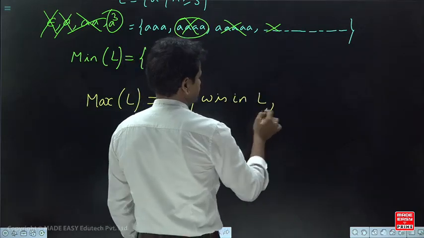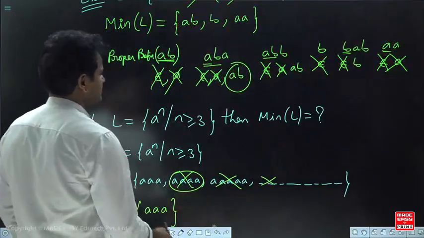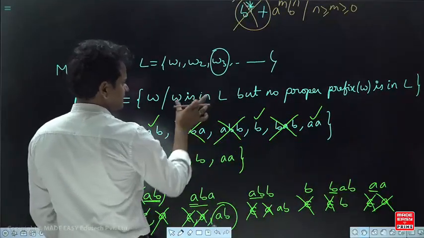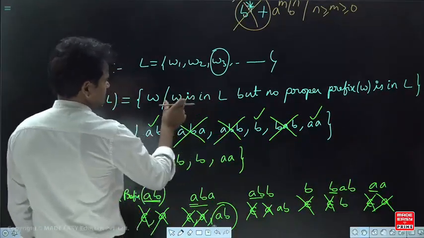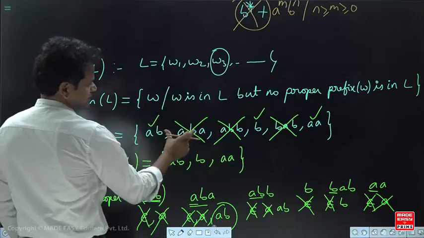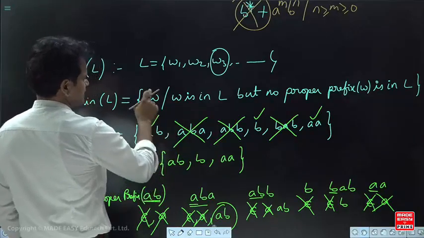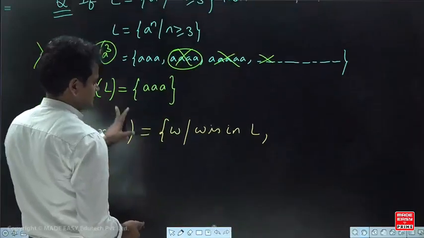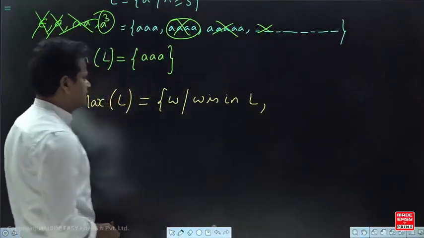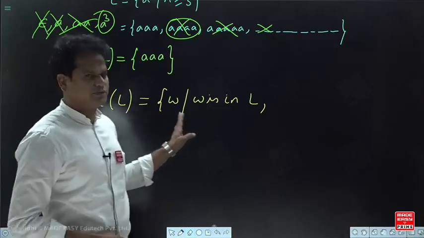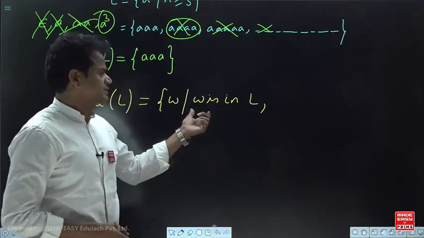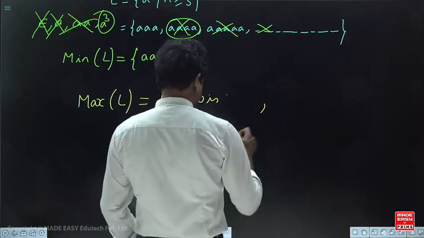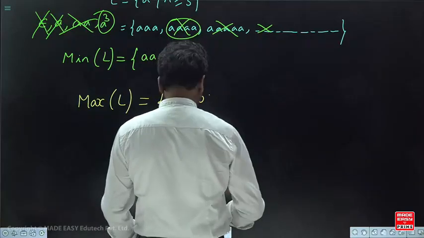Okay, suppose here what is minimum? Minimum also same, na? So minimum of L is W, W which is in L. So every string W, whatever is in the language, that string only we will take in minimum. Here maximum also, but minimum and maximum have different definitions. So here maximum of L is W such that W is a string in L.